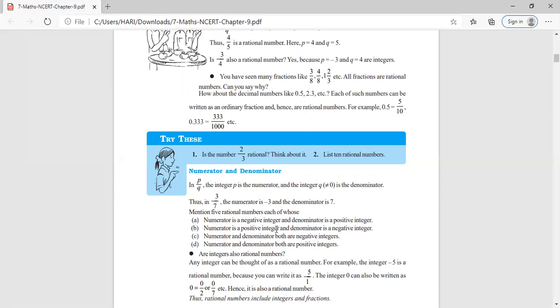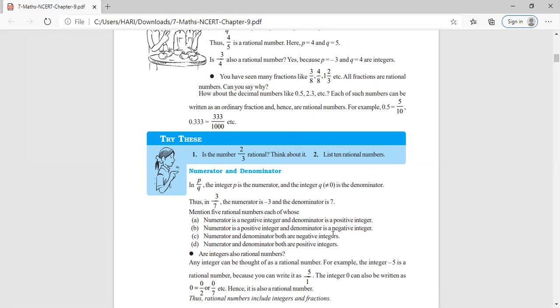The second, the numerator is a positive integer and the denominator is a negative integer. So here the numerator should be positive. We can take the opposite of what we have taken in the first case. First we have taken minus 5 upon 10. Here we can take a positive numerator and a negative denominator. So it will be 5 upon minus 10, right? The numerator is positive and the denominator is negative.